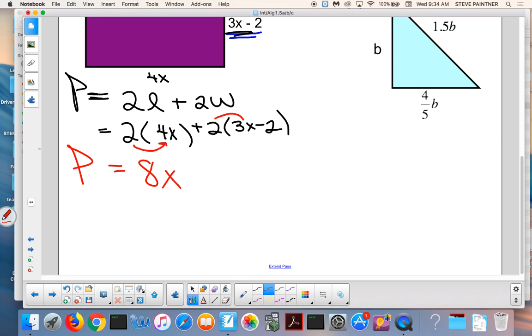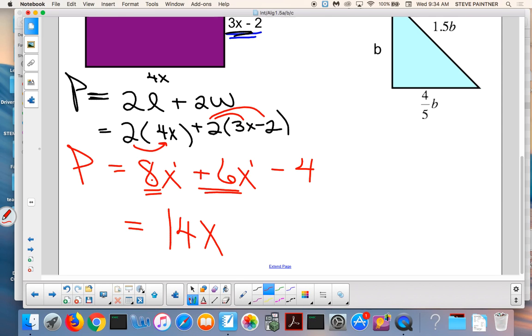This and this make what? 6x. This and this make -4. Okay. There you go. And then if you have like terms, continue. X to the first, x to the first, those are like terms. If you add a bunch of x's up, you just get more x's, right? How many do you have? 8 plus 6 makes 14x. Minus what? Minus 4. Perimeter of the rectangle, 14x minus 4.